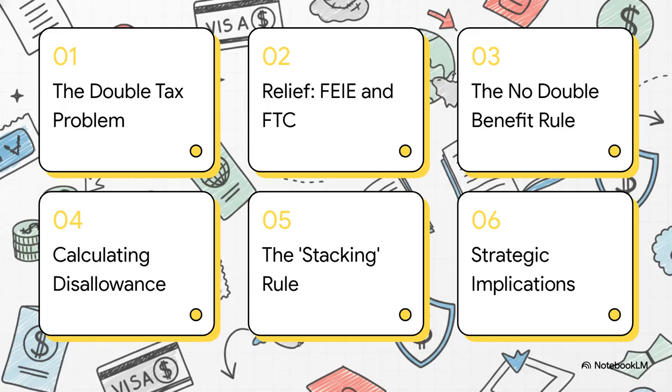All right, so here's what we're going to cover. First, we'll tackle the big picture, the whole double taxation problem. Then we'll look at the two main relief options, the FEIE and FTC. After that, we dive into the no double benefit rule itself. We'll see how to calculate the disallowance, then look at how this other stacking rule makes things even more complicated. And finally, we'll wrap it all up with what this means for actual tax strategy.